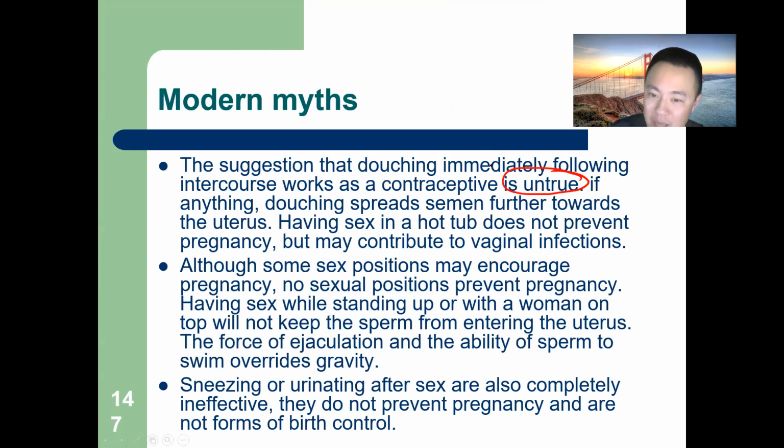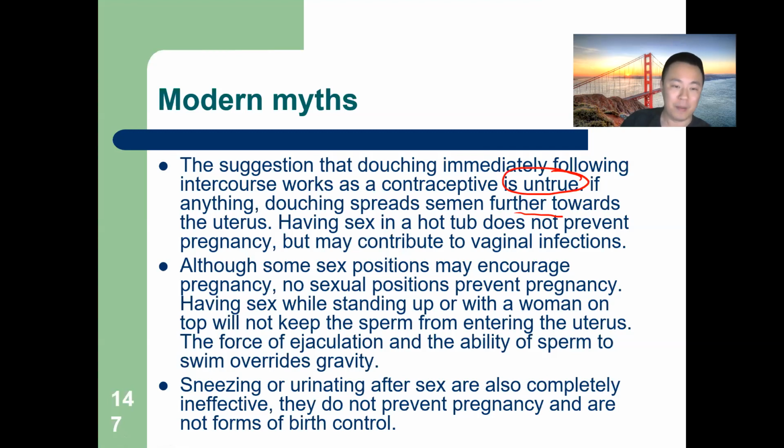Having sex in a hot tub does not prevent pregnancy. It may actually contribute to vaginal infections because, again, it's a liquid. So you've got E. coli cells that are nearby, and they're going to swim out through the water and then go right in it. So that's not a good idea.